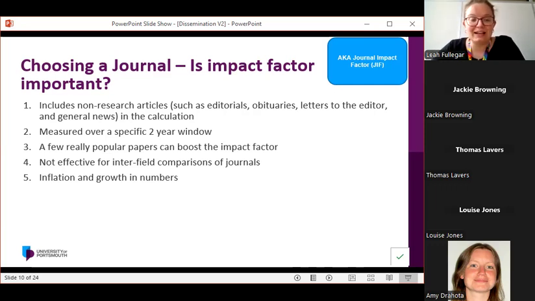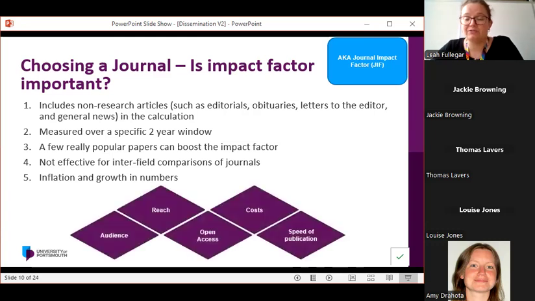So impact factor can be a useful metric for identifying articles with a wider reach, but it should not be the main influencing factor when you're choosing a journal. There's lots of other metrics that we don't have time to talk about today, and these are just one of the many things you should consider when choosing. So you could also think about audience, the reach, open access, the costs, and the speed of publication.